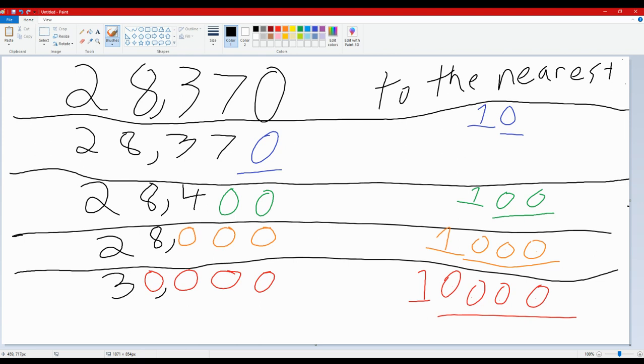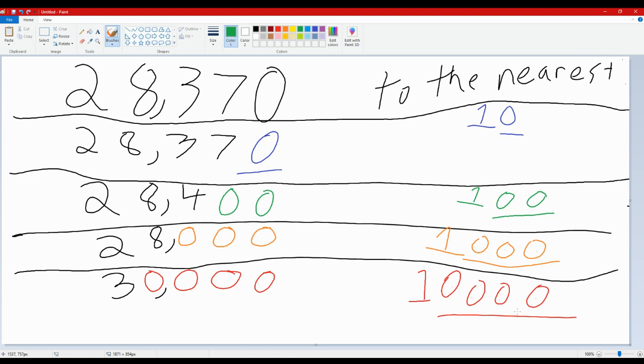28,370 to the nearest 10 becomes 28,370. It doesn't even change. If you round it to the nearest 100, it becomes 28,400. I'm going to erase this because it's a really poorly drawn 0. There we go. So if you round to the nearest 100, that becomes 28,400.